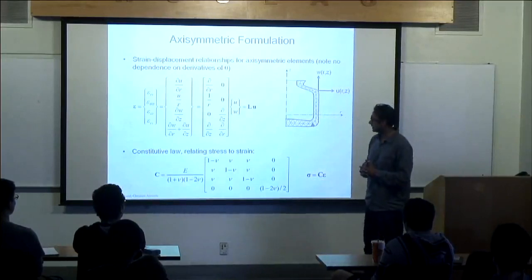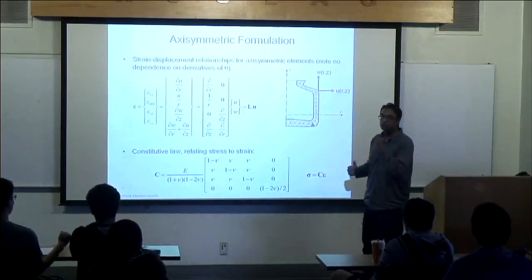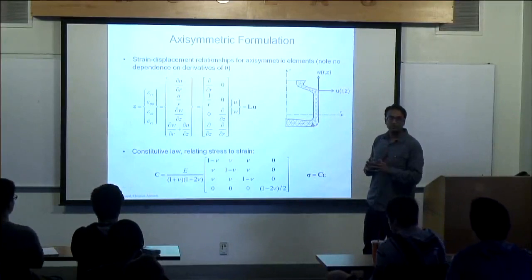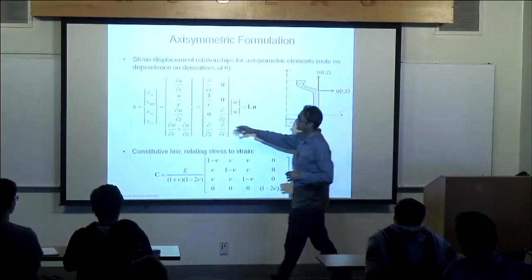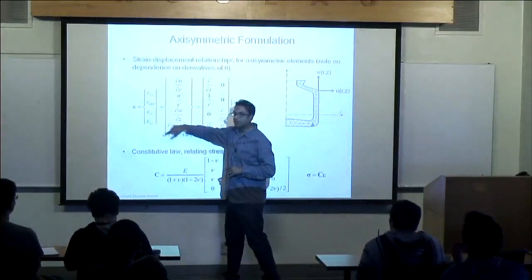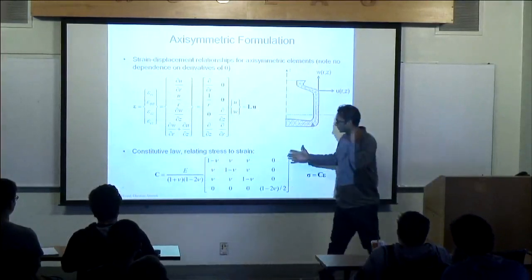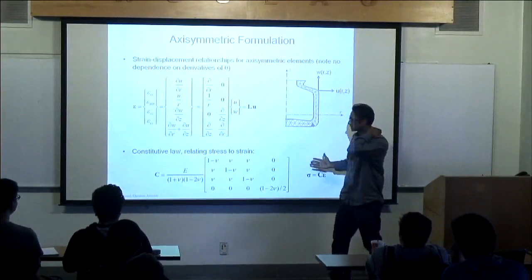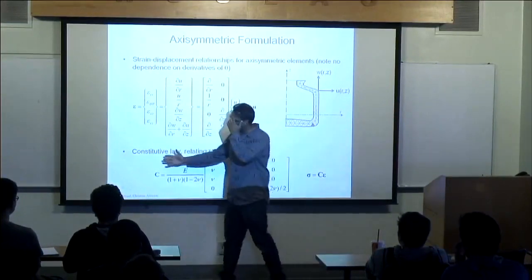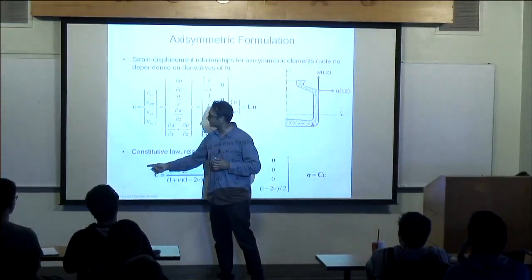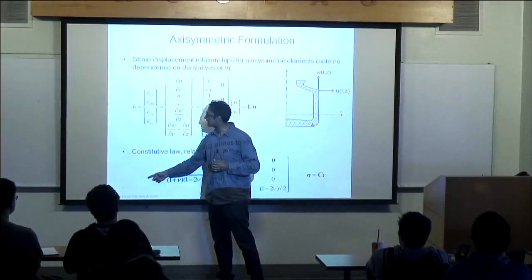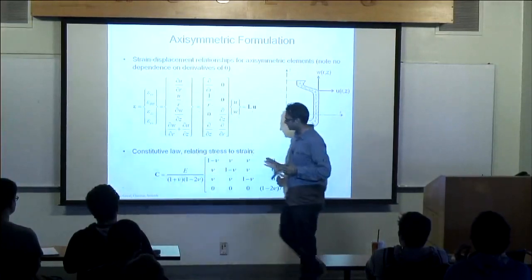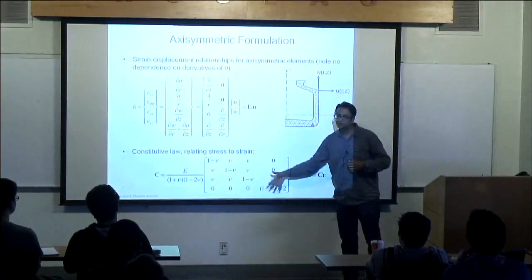So you'll be doing some of this for the subsequent, basically final, homework, I call it an exam. The constitutive law in an axisymmetric formulation, because I have four strains now that I need to take care of, then you're going to have a 4x4 stress-strain relationship. So the stresses on the left-hand side, which are sigma rr, sigma theta theta, sigma zz, and sigma rz, are related to the strains through this constitutive behavior.